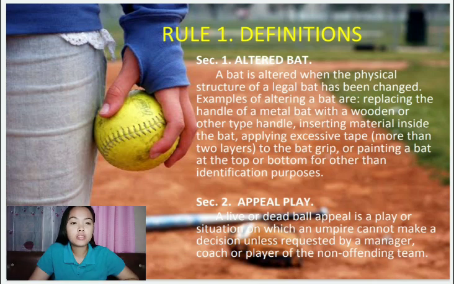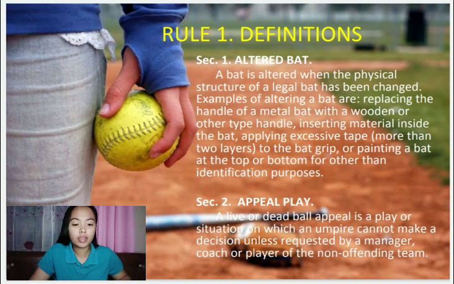So in this video, I will be discussing the softball rule 1 to 4. First is rule number 1, which is the definition. In this rule, it has 105 sections. The first section is the altered bat.